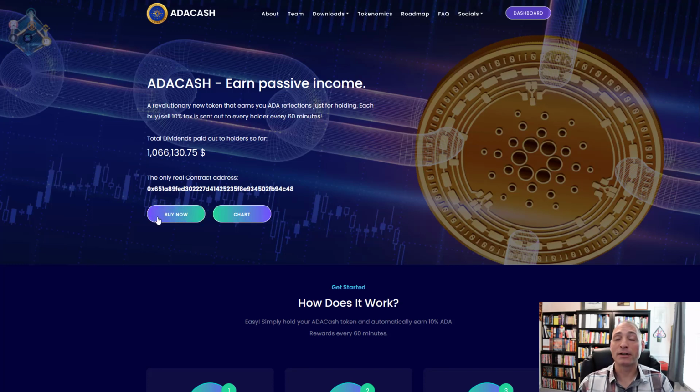They've got the Buy Now button, which takes you over to PancakeSwap. And then they've got the chart, which takes you over to PooCoin to take a look at the different price data. Now, you'll notice there's no how to buy. Again, that's missing here. It never covers specifically how to buy this.